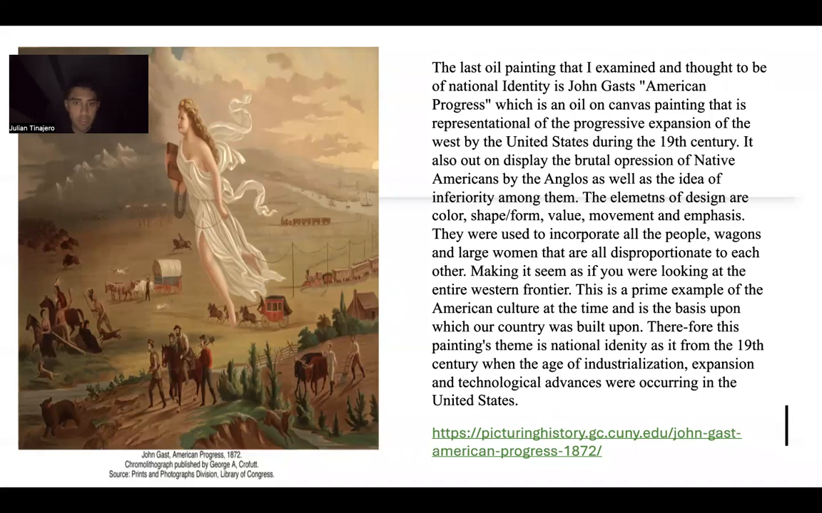Again, this is an oil painting. John Gast focused on the details, but he did do disproportionate sizing of the figures and people in this. As you can see, all in one, you have Native Americans on their horses on one side, you have a giant woman in the middle, you have wagons, trains, and a city in the background. Nothing's proportional, and it is meant to display the entire western frontier. There are mountains in the back, so it is meant to signify the entire western frontier and America's goal to tame it.